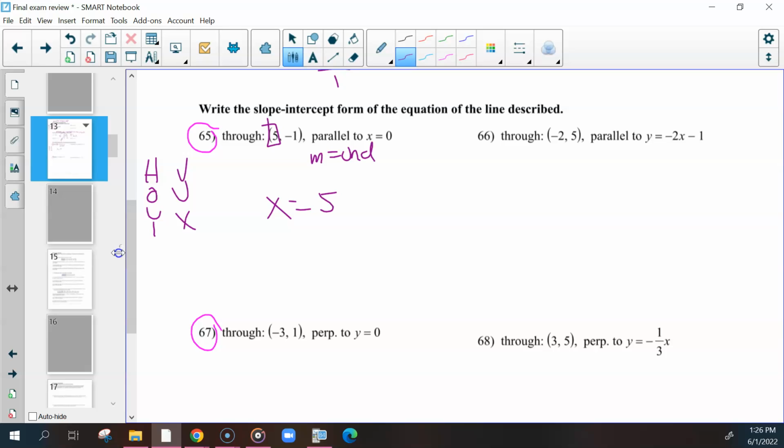So for problems like these, where you have undefined as your slope, there's not really work to do. It's a lot of you remembering and knowing, or being able to draw out what type of line this would be. Do we have any questions on 65?